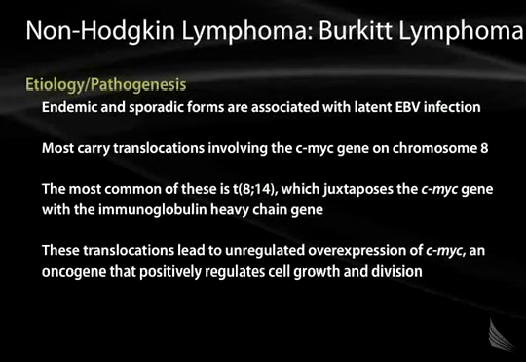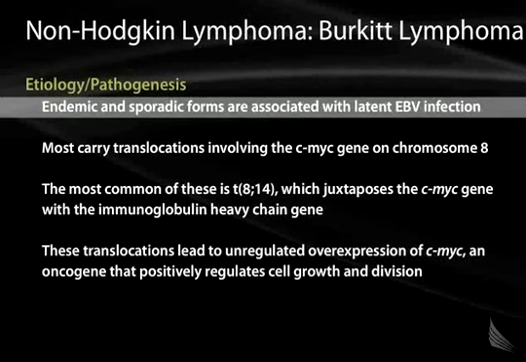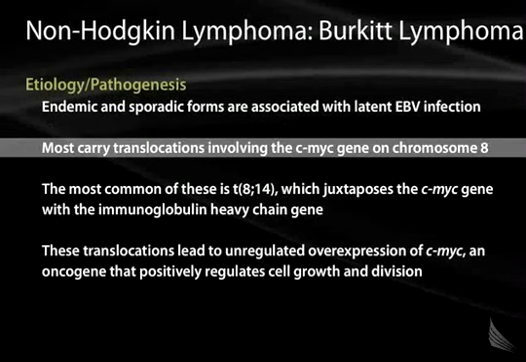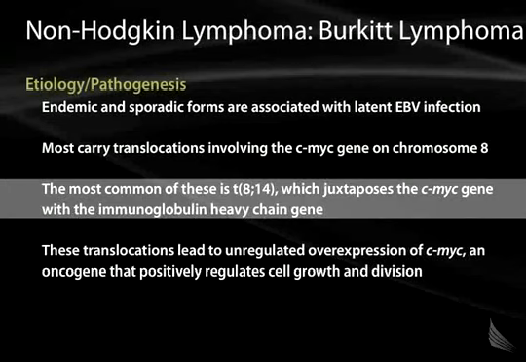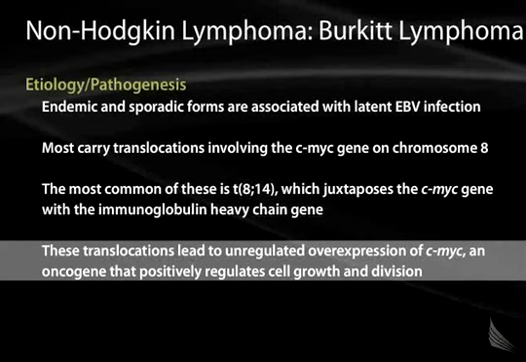Another very aggressive lymphoma is Burkitt's lymphoma. There are a variety of subtypes of Burkitt's lymphoma, either endemic or sporadic, and these are primarily associated with latent Epstein-Barr virus infections. Many of these carry translocations involving the c-MYC gene on chromosome 8. The most common translocation in Burkitt's lymphoma, and that which you could be tested on, is the 8;14 translocation juxtaposing c-MYC with the immunoglobulin heavy chain gene. These translocations lead to the unregulated expression of c-MYC that positively regulates cell growth and division. So it's sort of a gas pedal, reminding everyone to continue to divide.